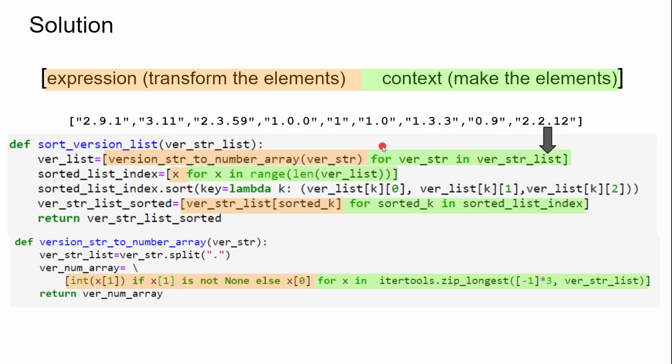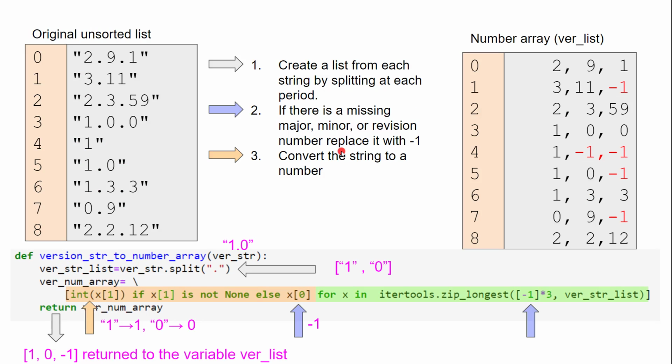The first list comprehension statement takes a string list of version numbers and passes each version to a function to convert that version number into an array of 3 numbers, the major, minor, and revision number. Each conversion of a version string happens in 3 parts, which is illustrated with the example of the version string 1.0 being processed.